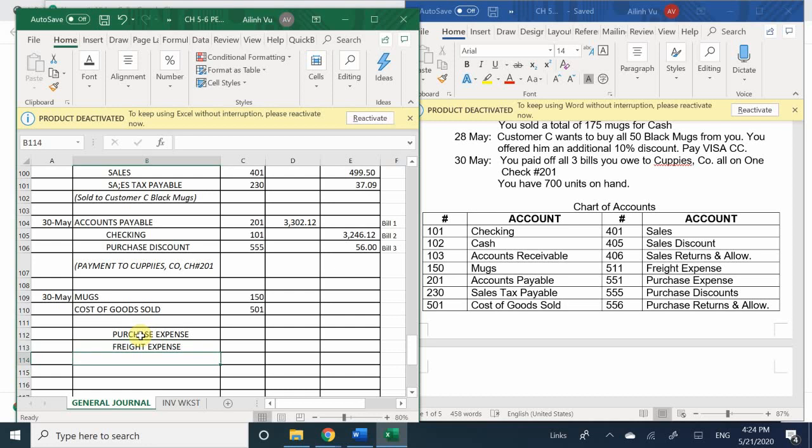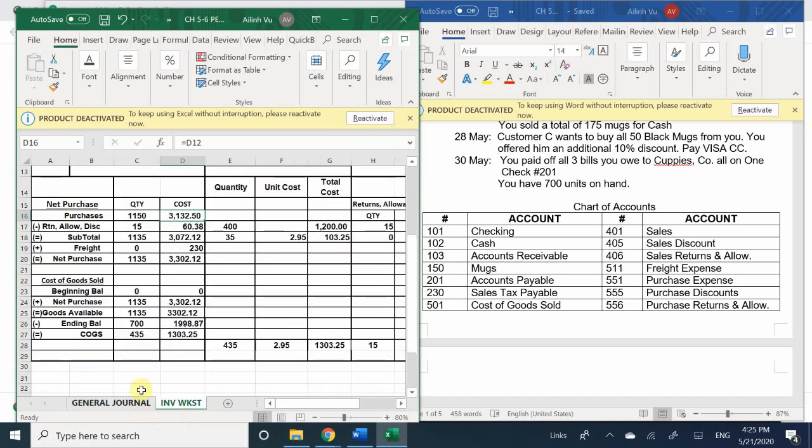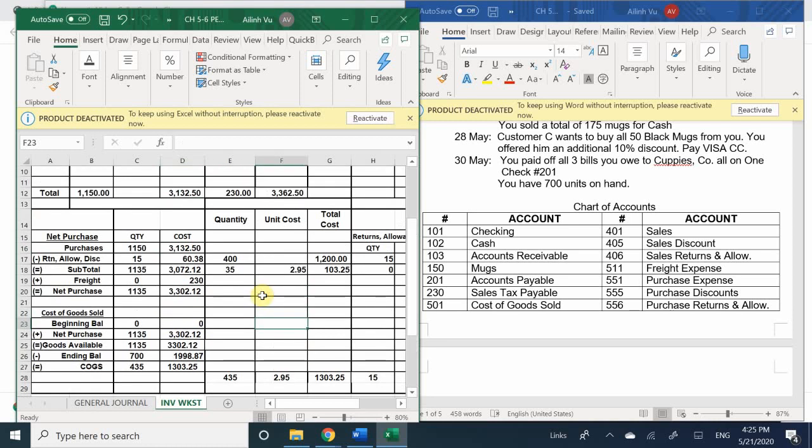There's one more account that we need to recognize. What did we utilize? What happened along the way that we kept encountering? What do you mean, sales? This has nothing to do with sales. What do we need to encounter in here?